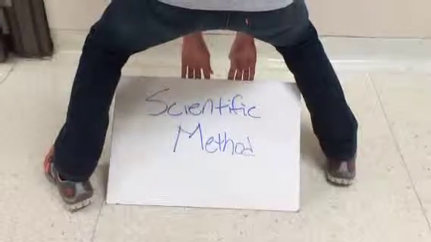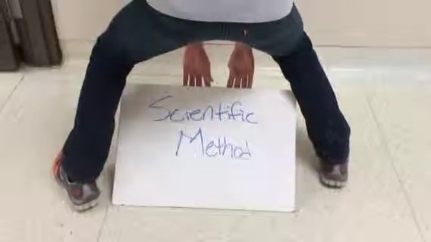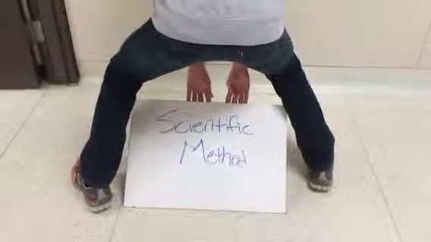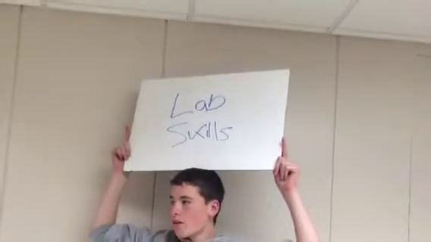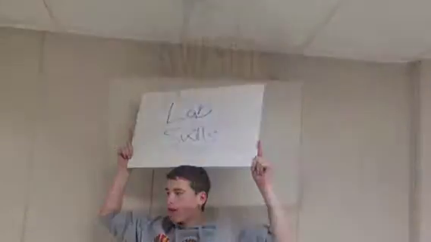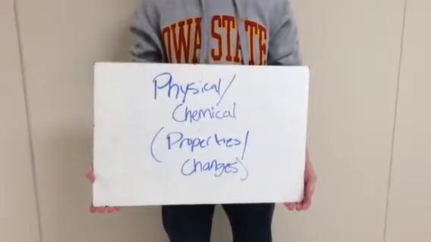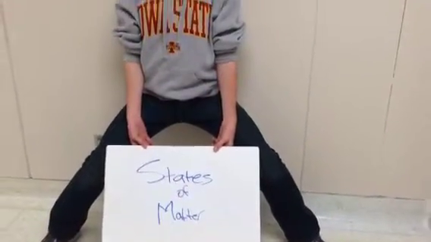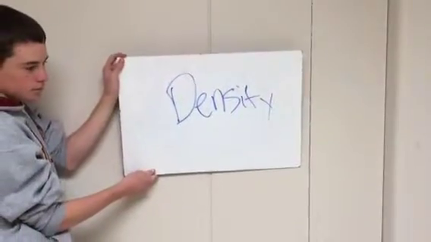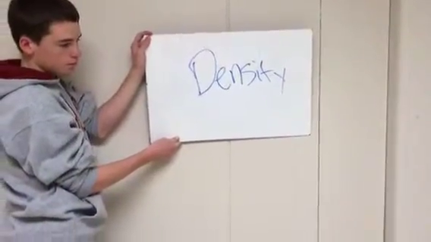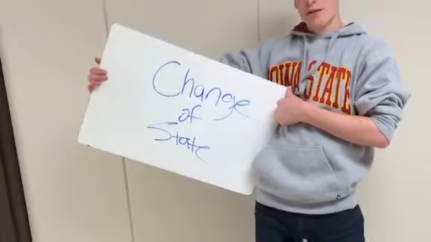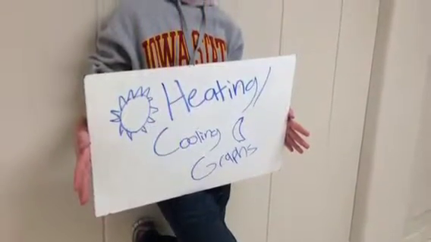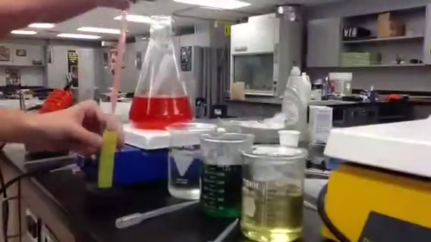Today, Reece, Marcus, and I will be teaching you about 7 scientific things, including the following: scientific method, lab skills, physical and chemical properties or changes, states of matter, density, change of state, and finally heating and cooling graphs through a number of labs seen in this video.